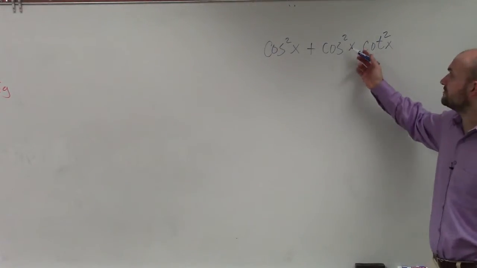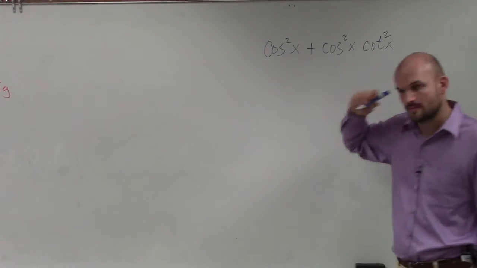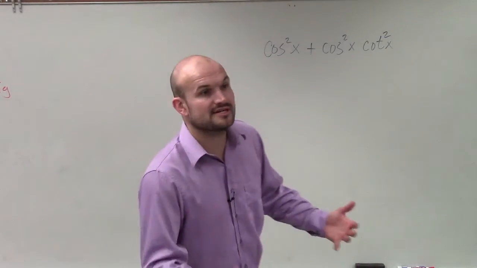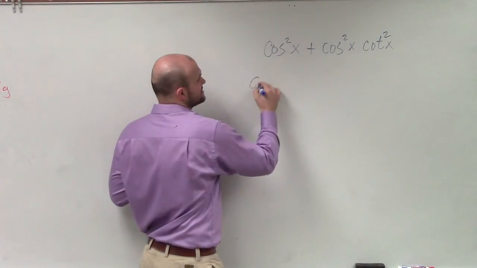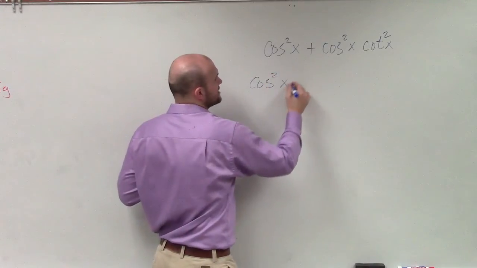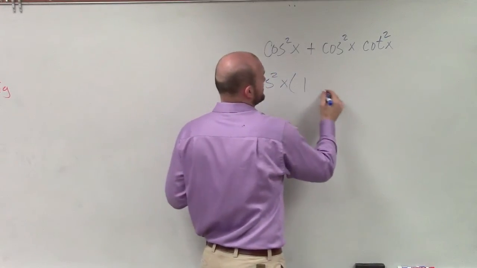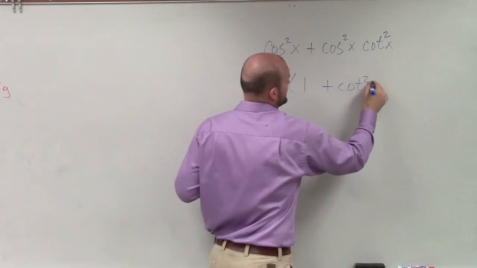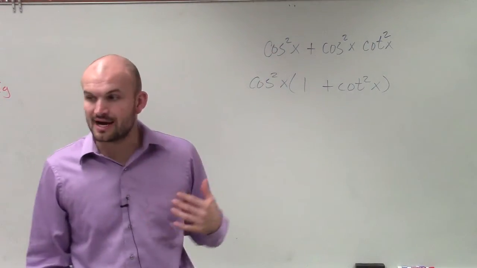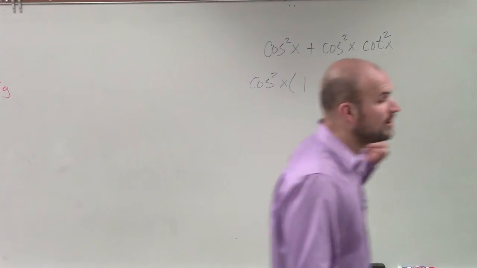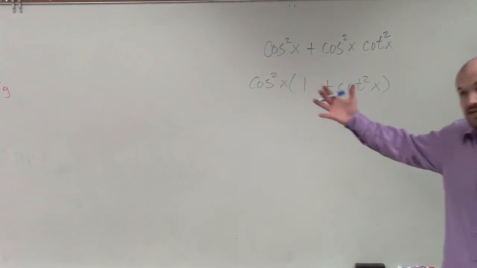This is cosine squared of x times cotangent squared of x. So now, to do this, what I'm going to have to do is factor out my common term. So when factoring out my common term, you guys can see that they both share a cosine squared of x. Therefore, it's going to be 1 plus cotangent squared of x.